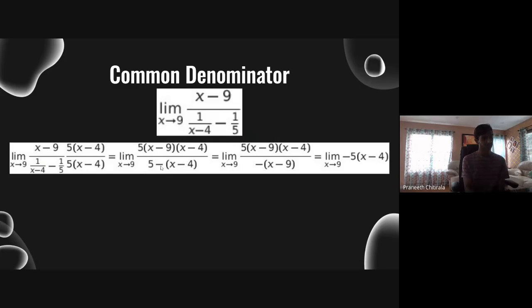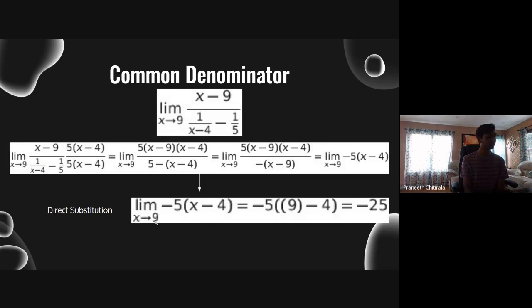And then you just simplify even more to get 5 times x minus 9 times x minus 4 all over minus x minus 9. You can eliminate the x minus 9 term, and you're left with negative 5x times x minus 4. Using direct substitution, you can substitute 9 for x, and that will get you negative 25. So this limit is equal to negative 25.